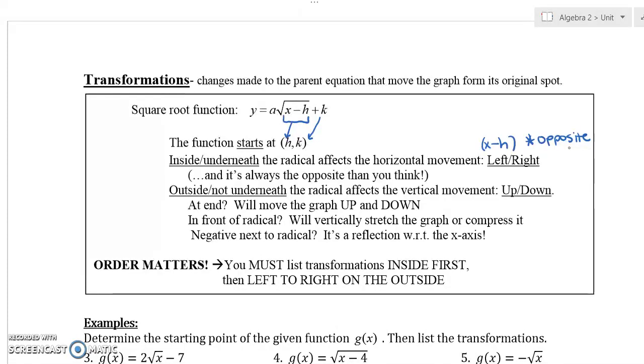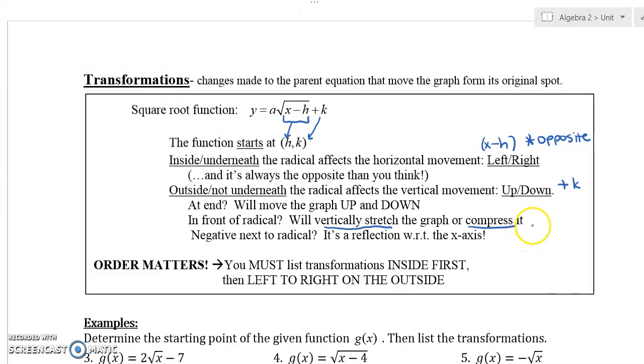What you see on the outside, the plus k part, that controls up and down, and we do believe that. So if it's positive, it goes up. If it's negative, it goes down. So that makes sense to us. And then what's on the outside of the radical in front, that's going to help us with the vertical stretch of the graph, or if it's going to compress the graph.